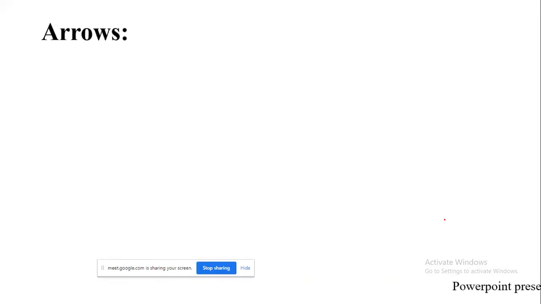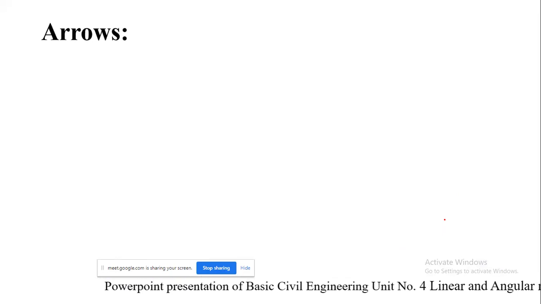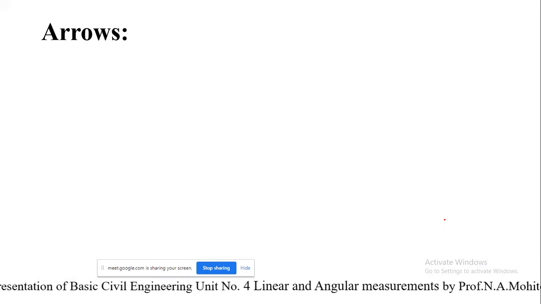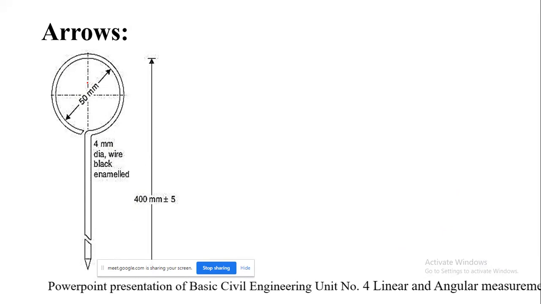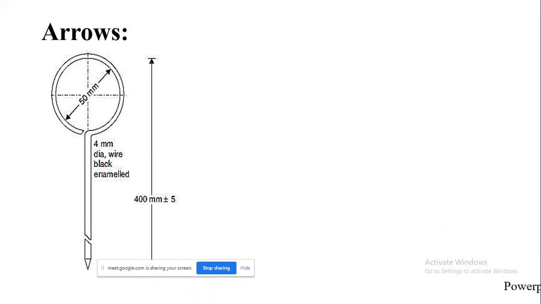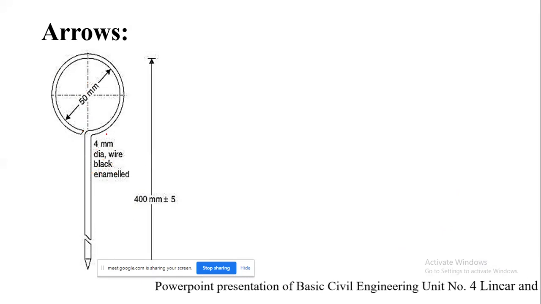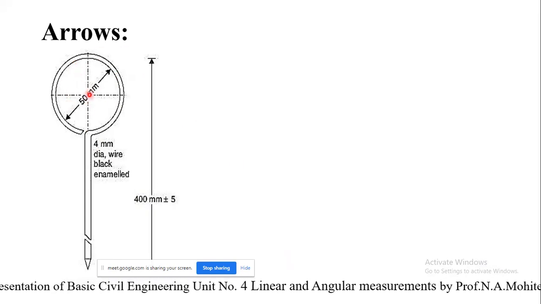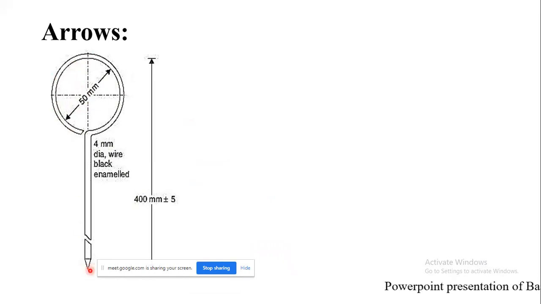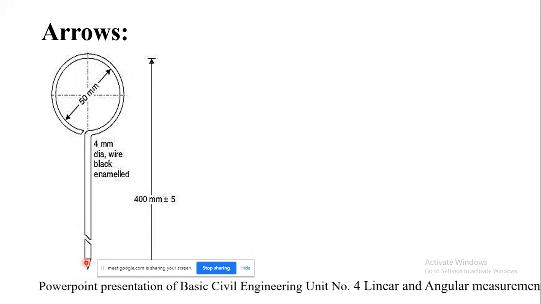Okay, so that was dealing with the chains. Next we'll see what we mean by arrows. These arrows are made of tempered steel wire of diameter 4 mm. One end of the arrow is bent into a ring with a diameter of 50 mm, and the other end is pointed, so that it can be inserted into the ground.